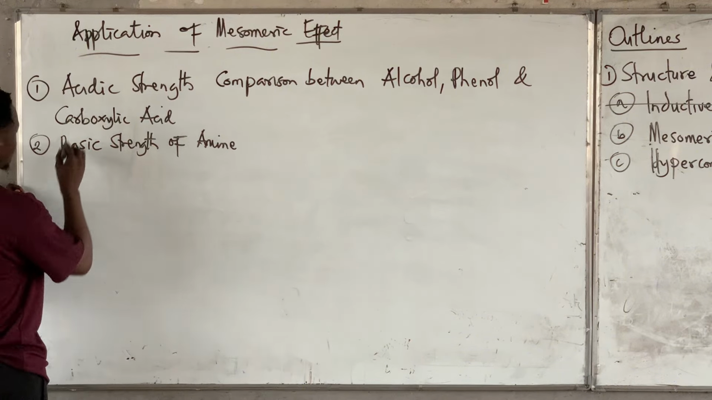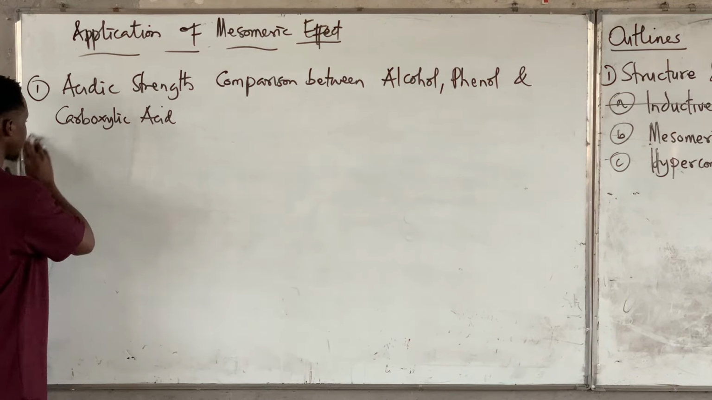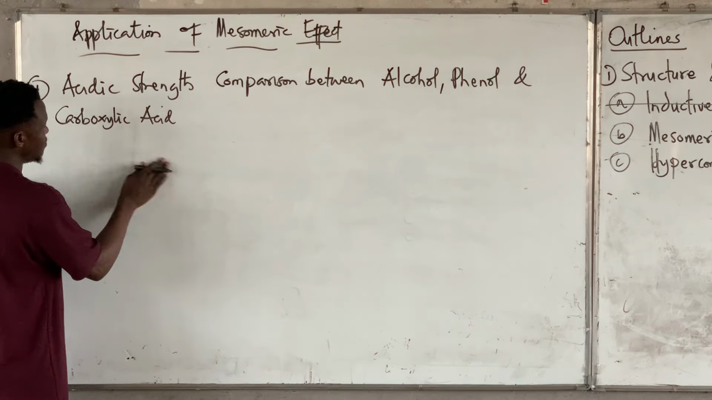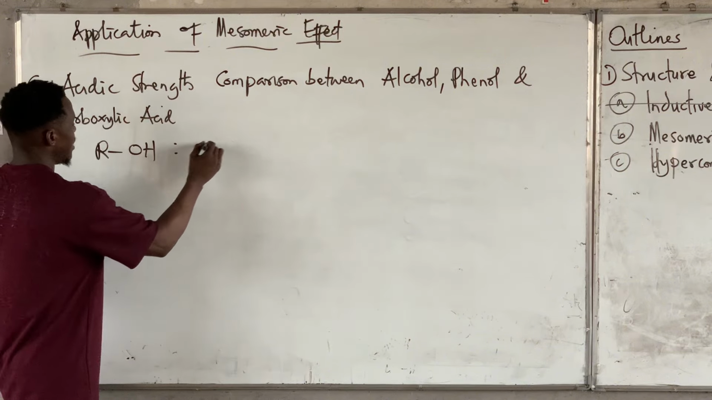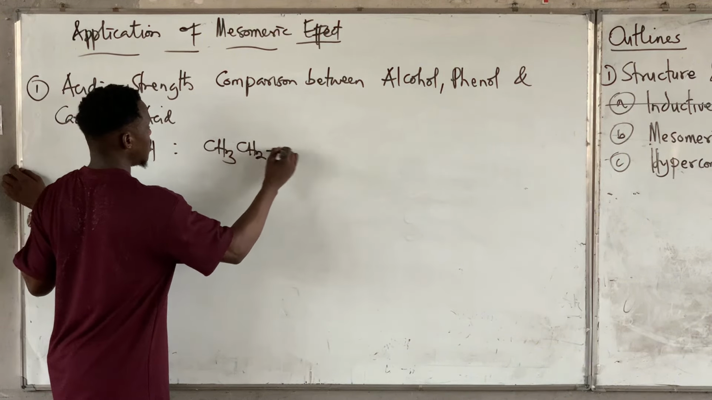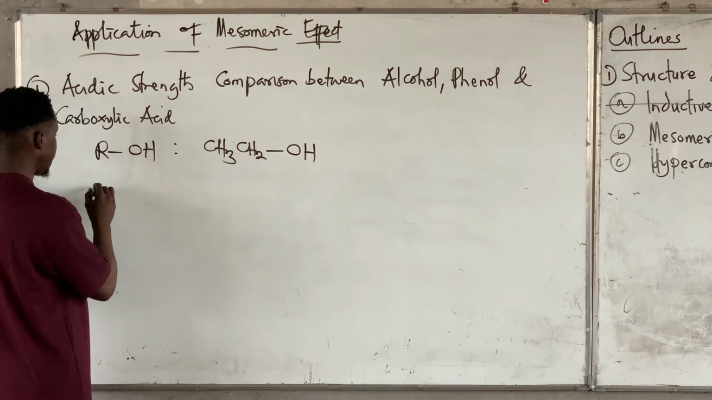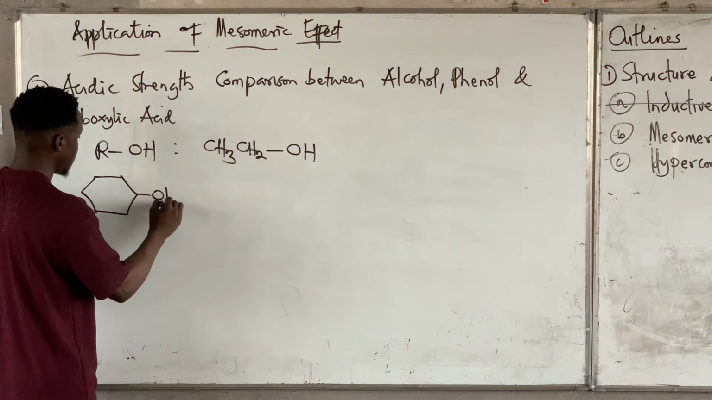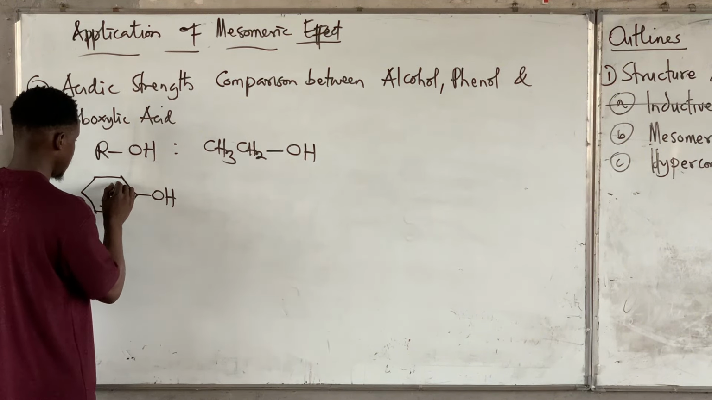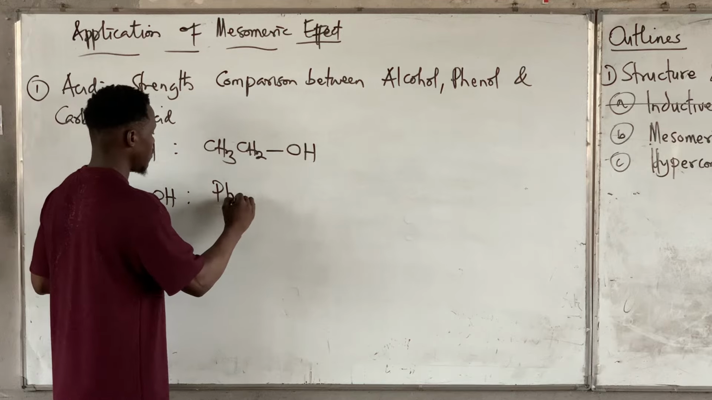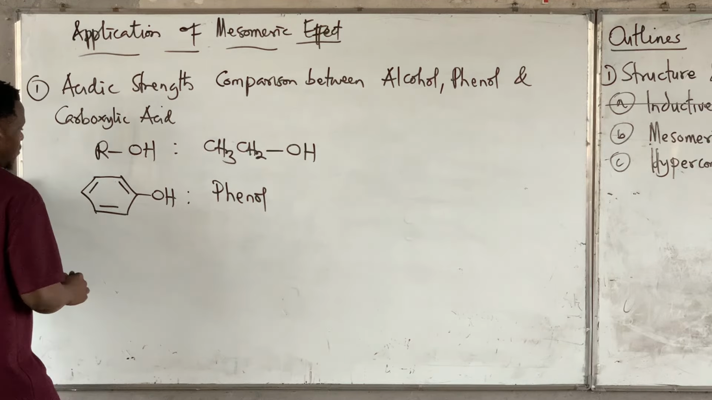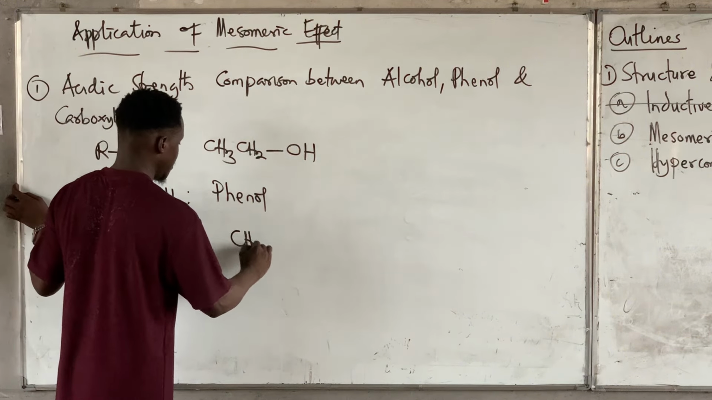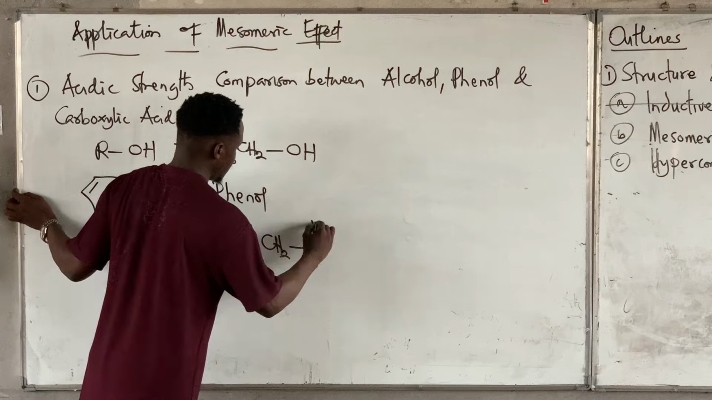Now for the first one, I'm going to take the first one. So let's look at this. First, let's write out all their formulas. Alcohol is this. Example of alcohol is CH3CH2OH. Now phenol is this benzene ring that has an OH. Now this is phenol. Carboxylic acid is this. Now this is CH3CH2COOH.